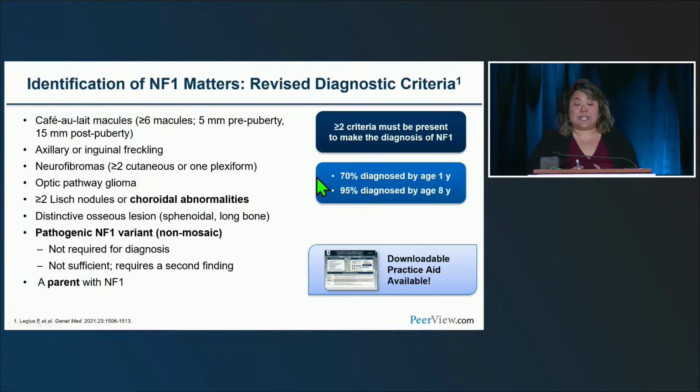Recently, in 2021, there was a revised diagnostic criteria that I won't go into detail today, but again, here for reference. I will point out that there were some recent changes incorporating genetic confirmation: a pathogenic NF1 variant is one of the 2 or more criteria that can be used for meeting the diagnosis of NF1.